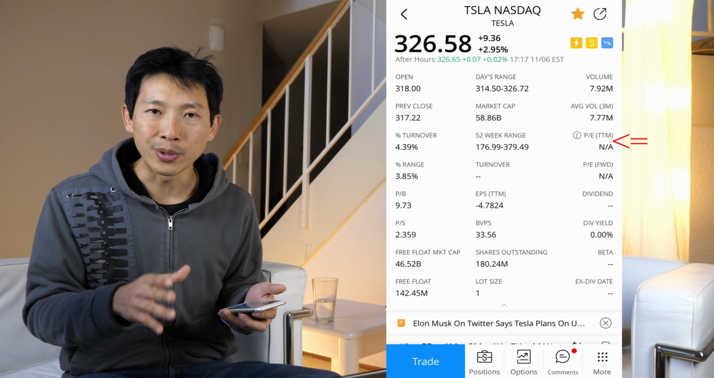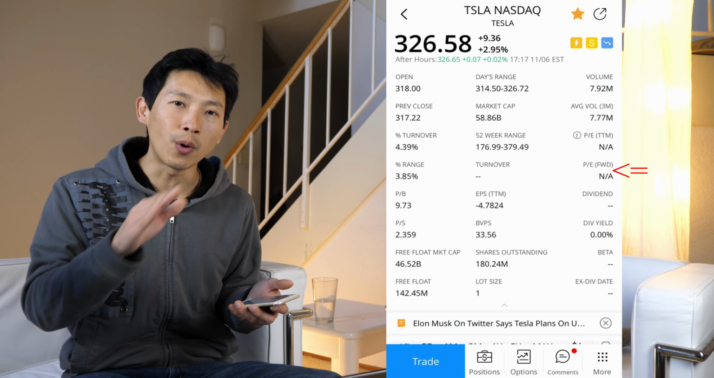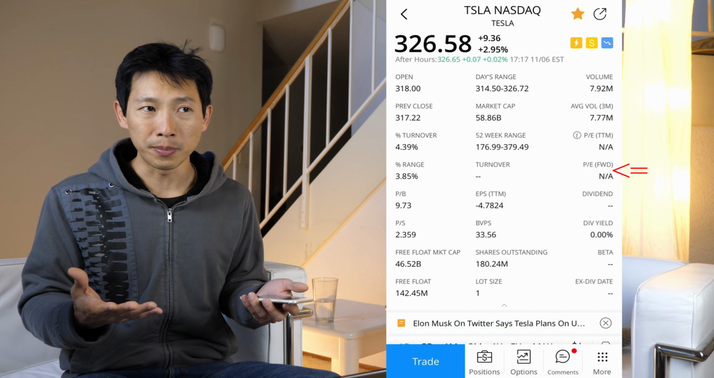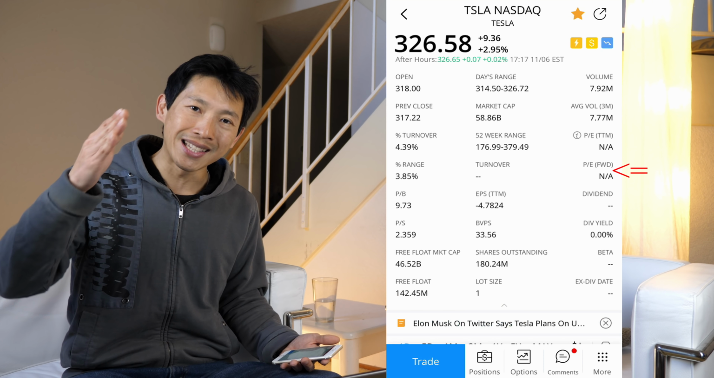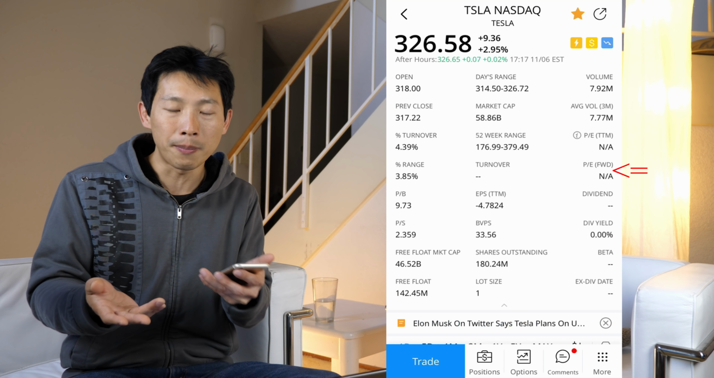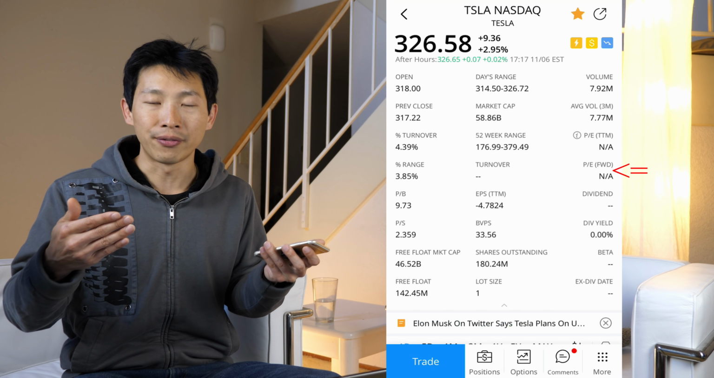Now, there's a difference between TTM and FTM, which is forward 12 months. So forward 12 months would be like what they estimate the forward earnings would be. This did not happen yet. So most of this is going to be a forecast if they do forward 12 months.